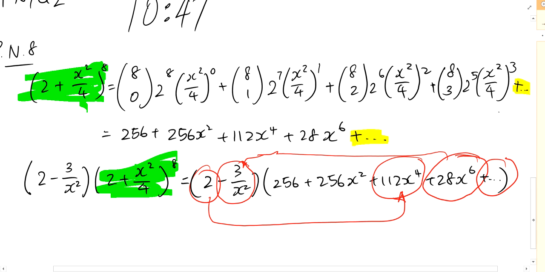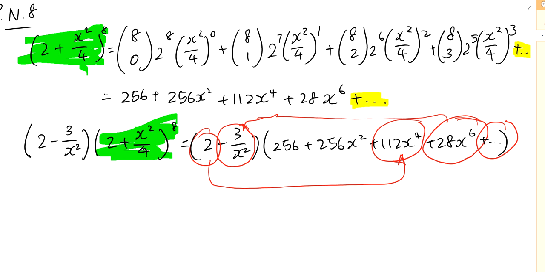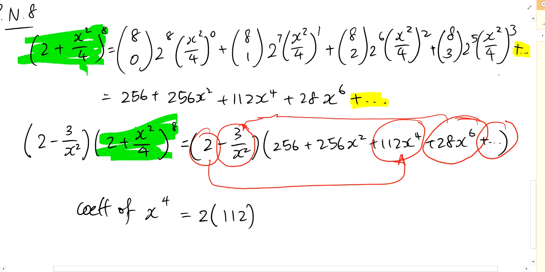That is why I can now write coefficient of x power 4 equals to, now I only want a coefficient, 2 times, okay, we said 1, 1, 2. If I don't want the coefficient, I will have to write x power 4. But since I only want the coefficient, I'll leave it out. Understand?